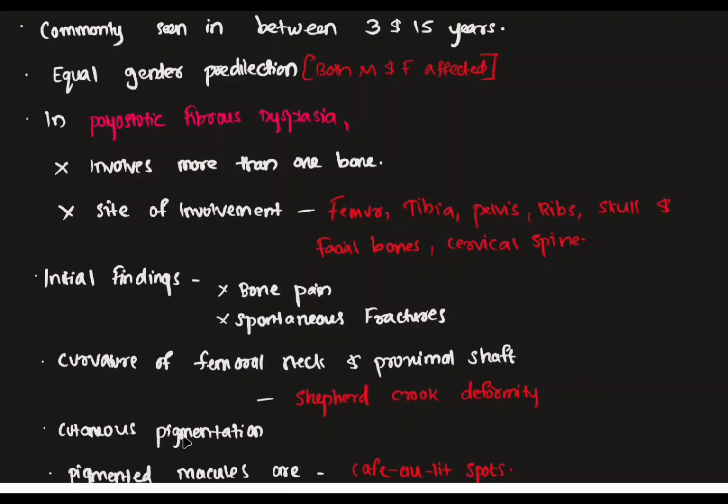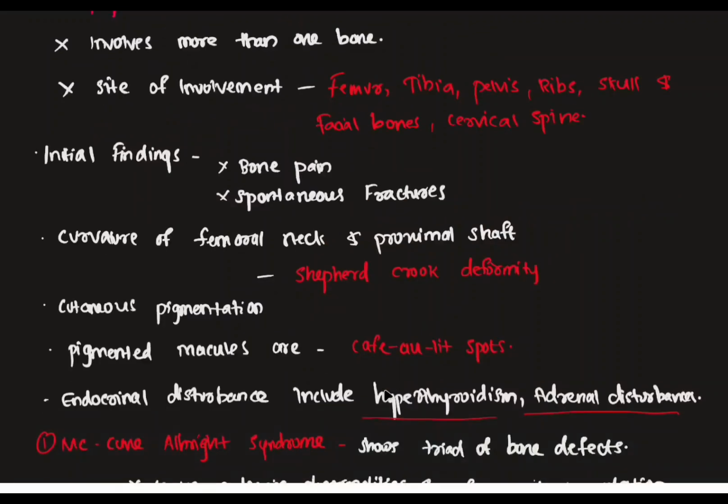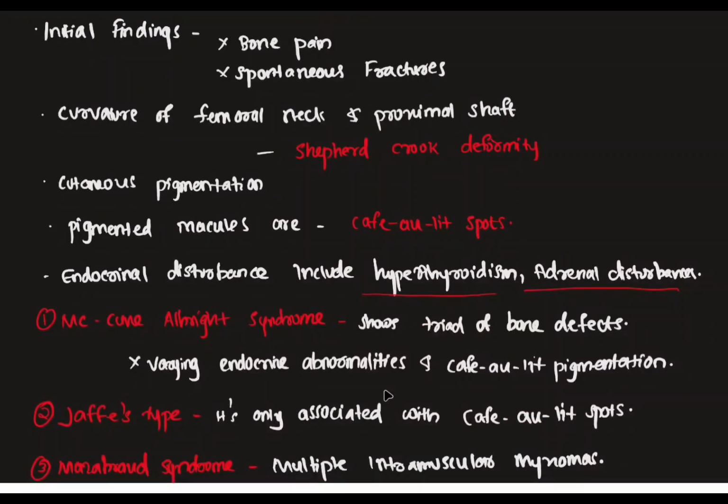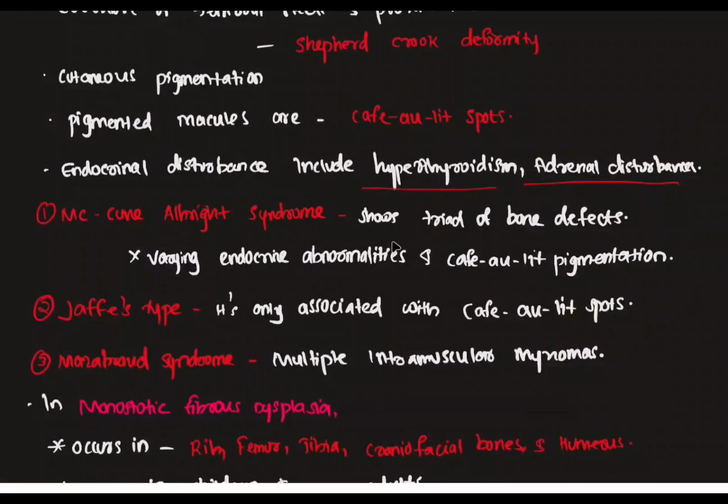Very important point. Cutaneous pigmentation is also seen. So those pigmented macules are called café-au-lait spots. Another important term: endocrine disturbances include hypothyroidism and adrenal disturbances.